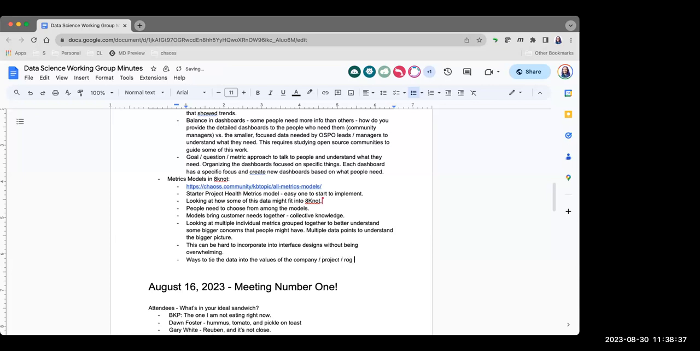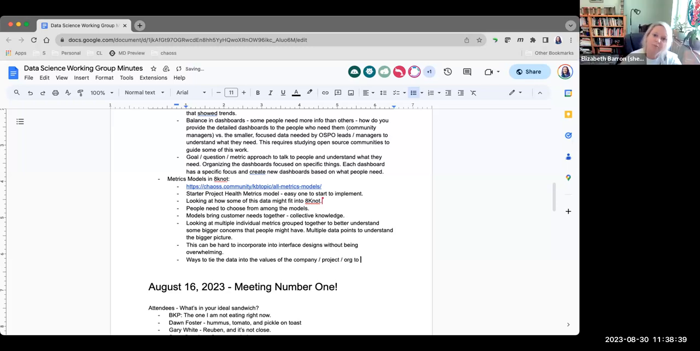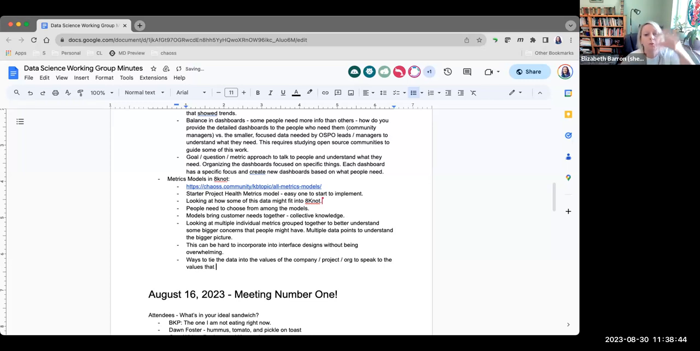So I don't know how to do that in a data sort of way, but if there is a way to tie those things directly to data, I think that would be helpful.